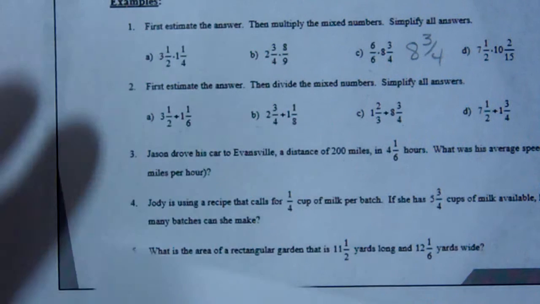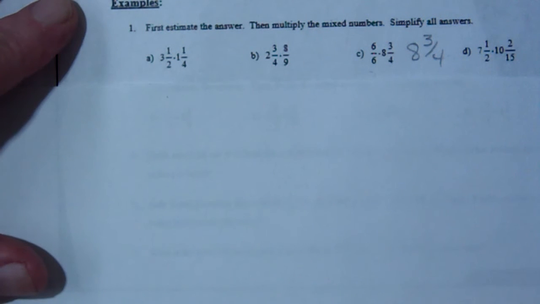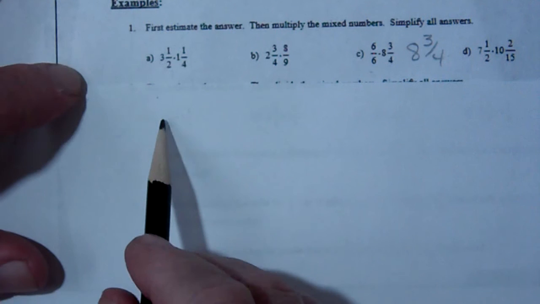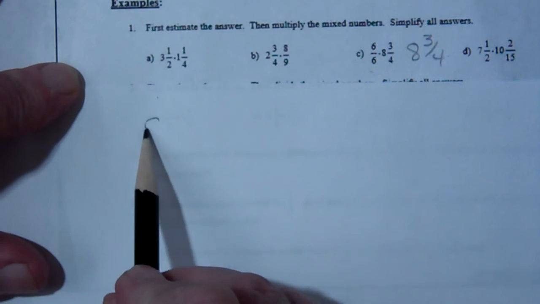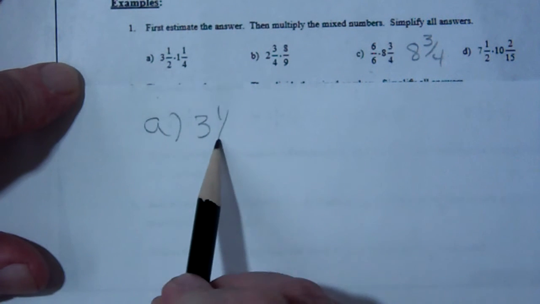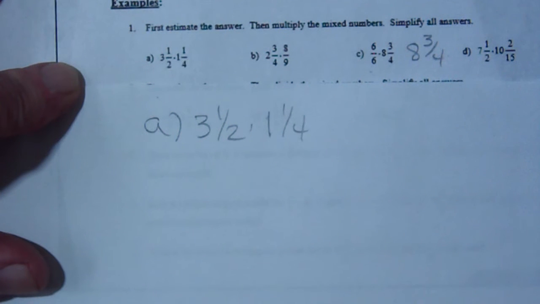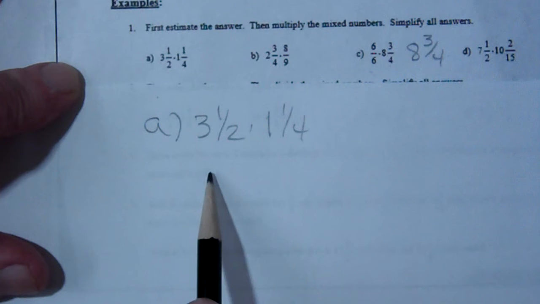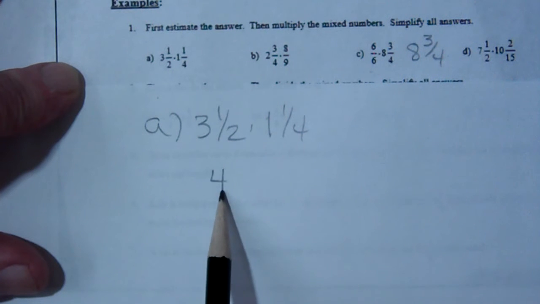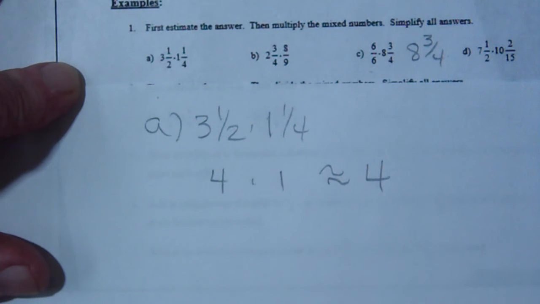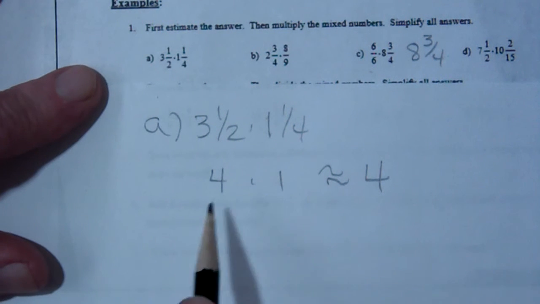Okay, so let's talk about some of these problems that are up here. The first one I'm going to do is estimate an answer to, let's just do number A. So problem A says I have 3 1/2 times 1 1/4. So the estimate is going to be, this is about 4 and that's about 1. So we expect our answer to be around 4. Let's figure out what the answer exactly is.